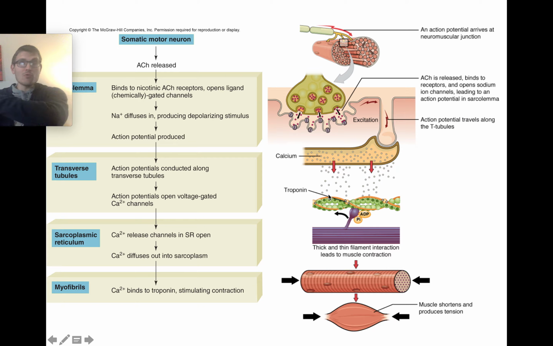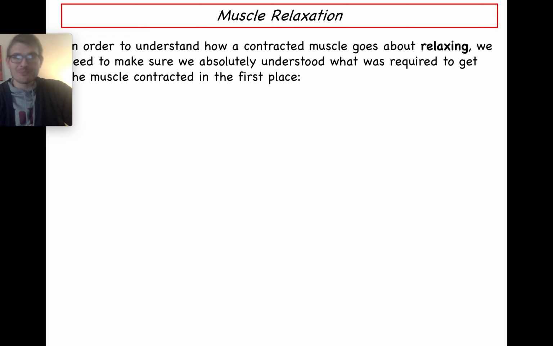Troponin will move that tropomyosin out of the way, uncovering the myosin binding sites on the actin, and that allows the myosin, which is cocked back and ready to go, to grab onto the actin and move it along to give us our power stroke, which we need in order to shorten the muscle, shorten the sarcomeres, and get our muscle contraction that we so desire, right?